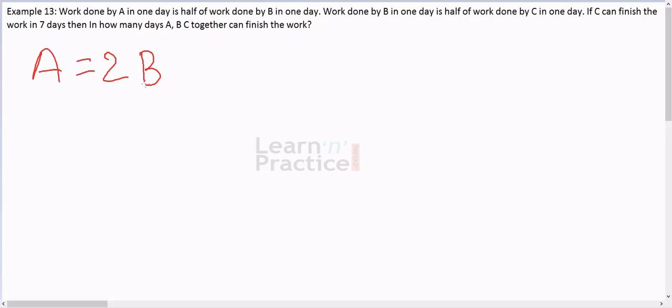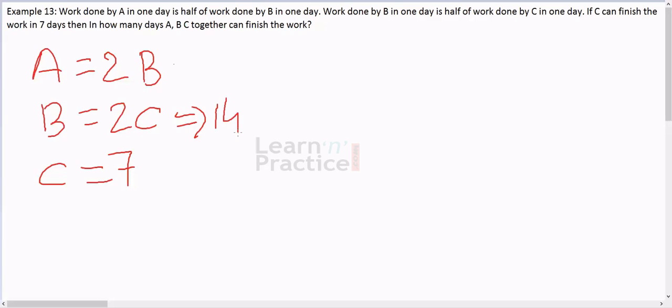Now work done by B in 1 day is half of the work done by C. So B's efficiency is less than C. That means B will take twice the time to complete a task than C. Now C can finish the work in 7 days. So B's value would be 14 and A's value would be 28.